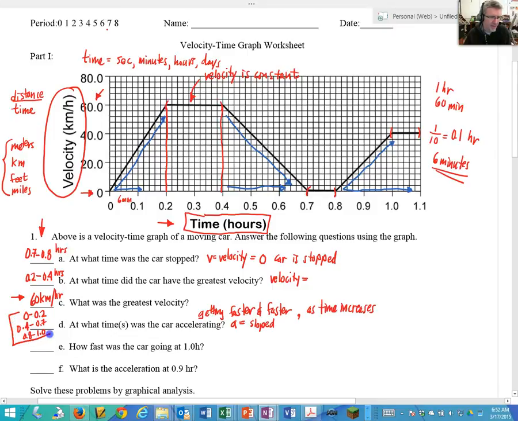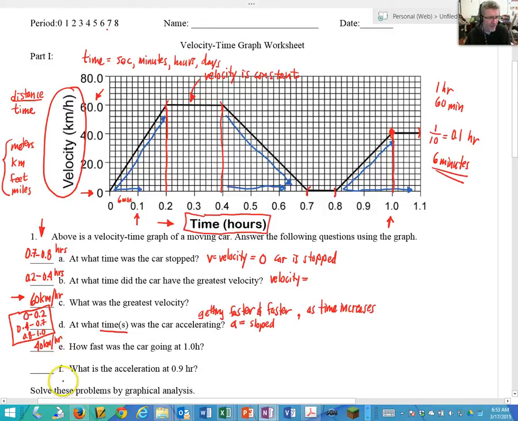I think I want you to say all of those here, because the question is, at what times was the car accelerating? And so by using this dash, I can specify all times between 0 and 0.2, 0.4, 0.7, etc. How fast was the car going at 1 hour? All right, so this is not 1 hour. That's 0.1 hour. This right here is 1 hour. So all you do is go up from 1 hour. You see that you get this point right here. Then you go across from there, and you see the car was going 40 kilometers an hour. So 40 kilometers an hour.